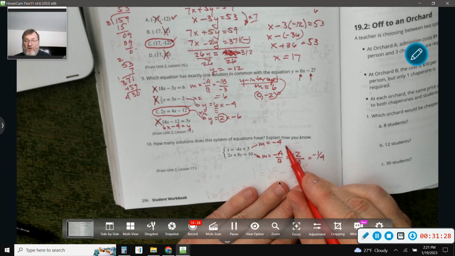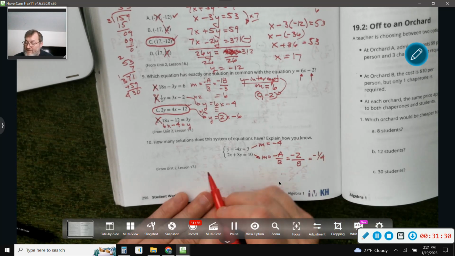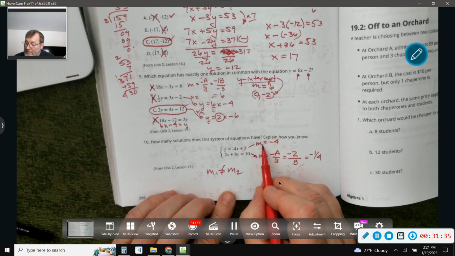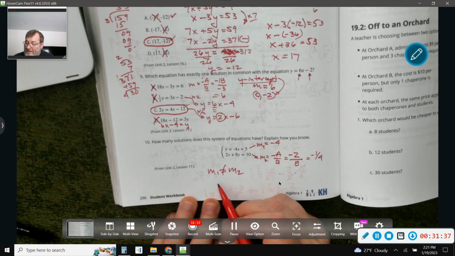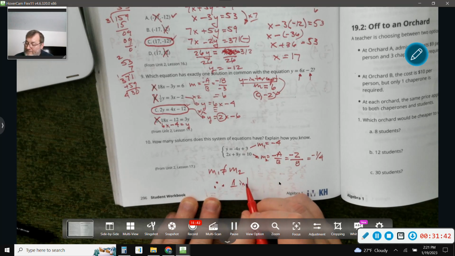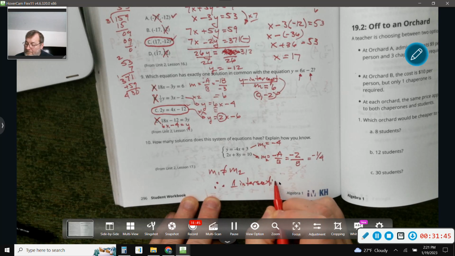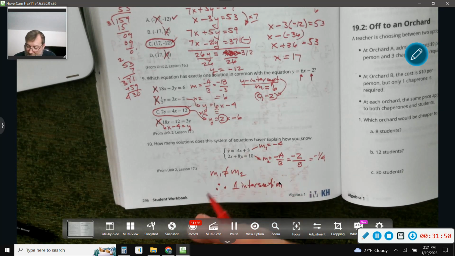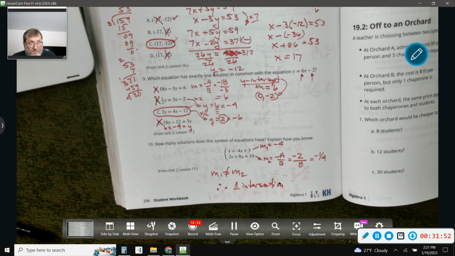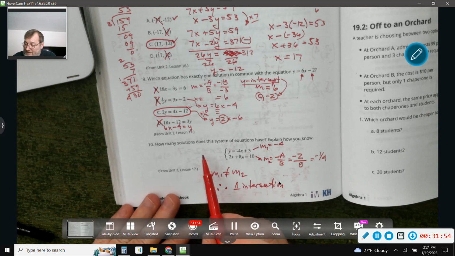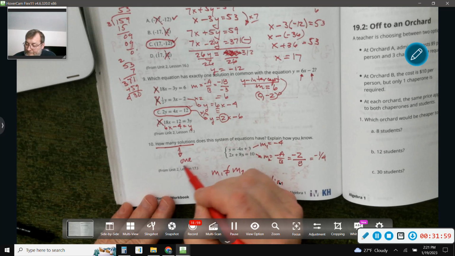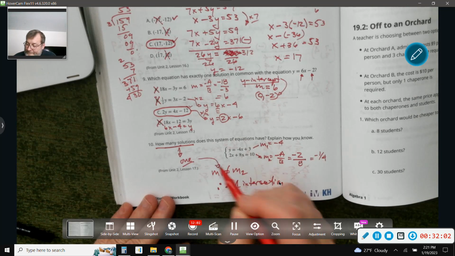They have different slopes, therefore they must intersect once. So m1 does not equal m2. I'll put a 1 there, I'll put a 2 there. Therefore, one intersection. And then you can go on and you can start solving this thing if you want to. You can do substitution into here and find that point. But I know that it just wants to know how many solutions. 1. Slope's different. Okay.